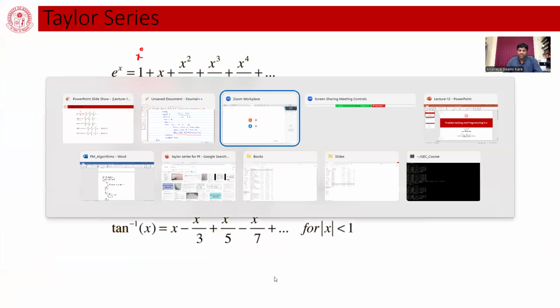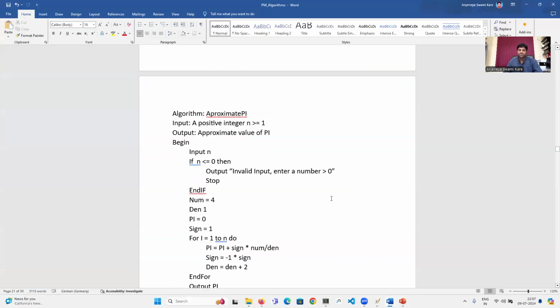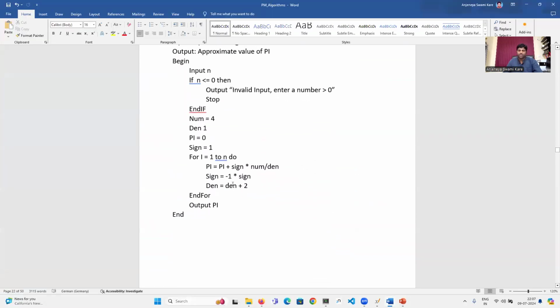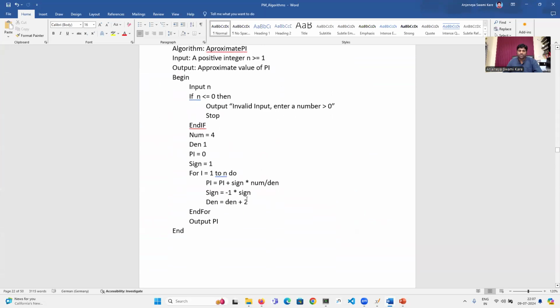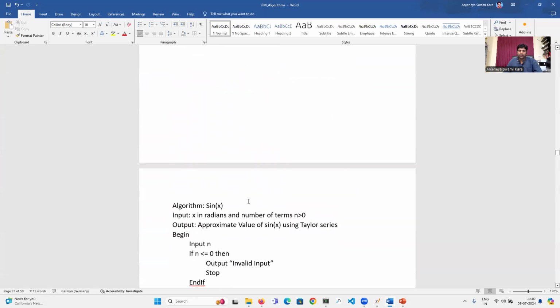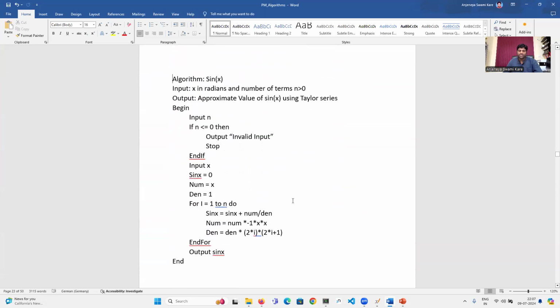Let me show these algorithms. So this is the approximate value of pi. You see here. And this is the approximate of sin x. Its denominator is multiplied by 2 star i and 2 star i plus 1. Okay, so I will stop here.